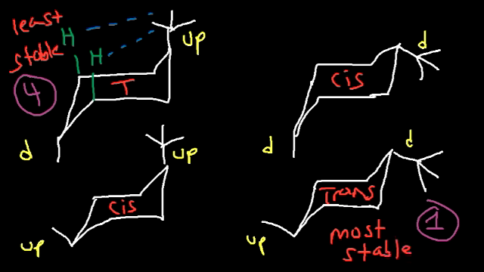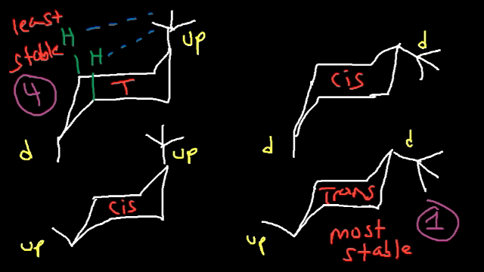Now, of the remaining two, the more stable one is the one where the bulkier group is in the equatorial position. You want to put the bulkier group, which is the tert-butyl group, in the equatorial position because it's going to have less strain compared to the smaller, less bulky group.